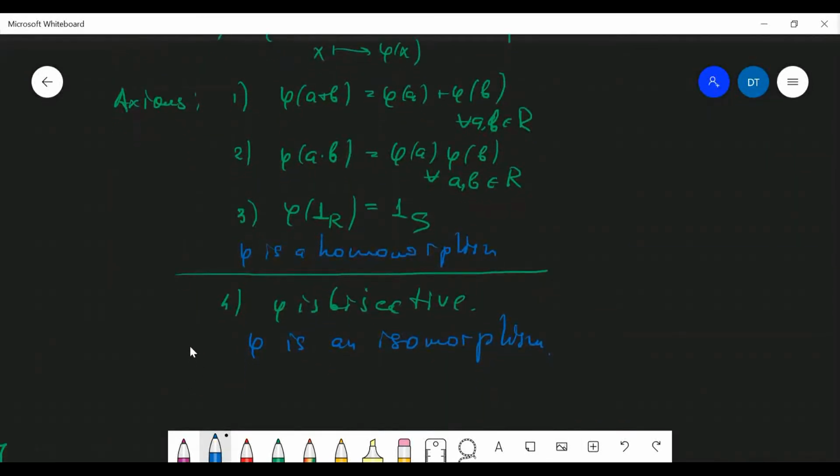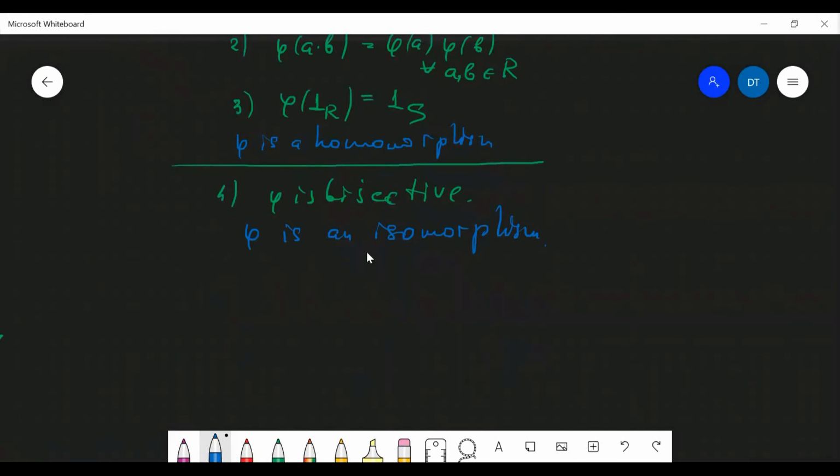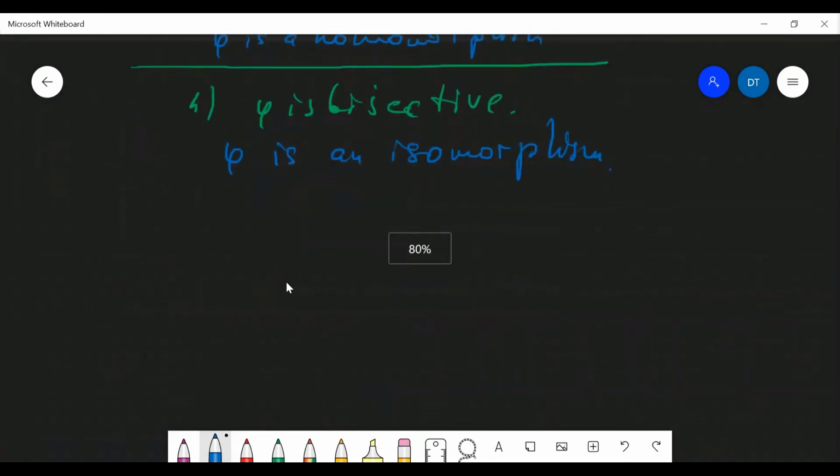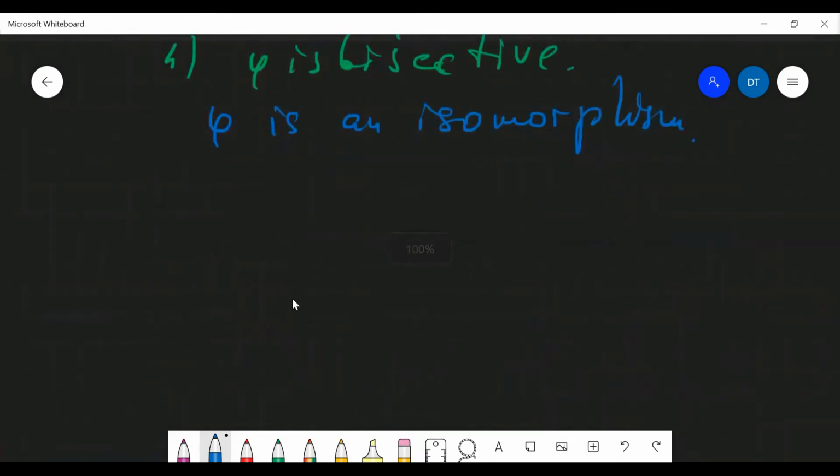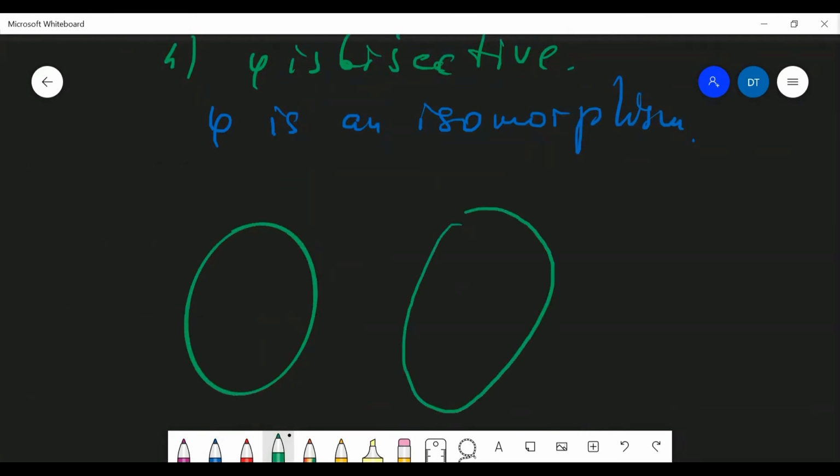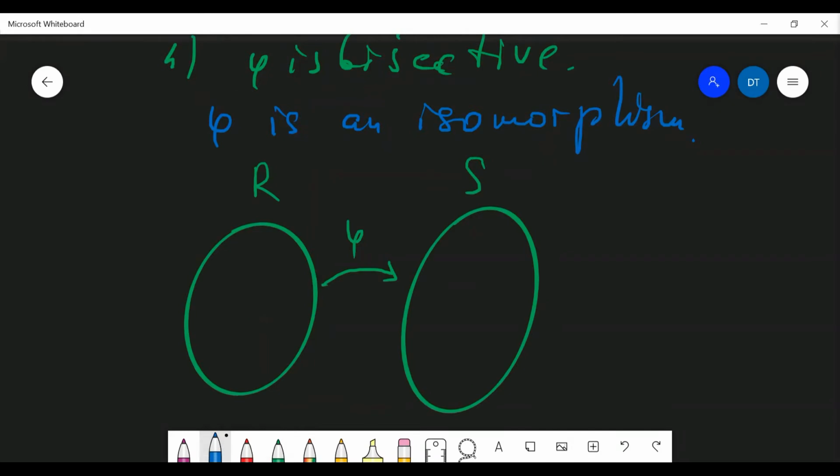Okay, so how do we understand the isomorphism of rings? Well, if you have a pair of rings, let's say R and S as above, an isomorphism is a bijection. Well, what does it mean that you have a bijection?